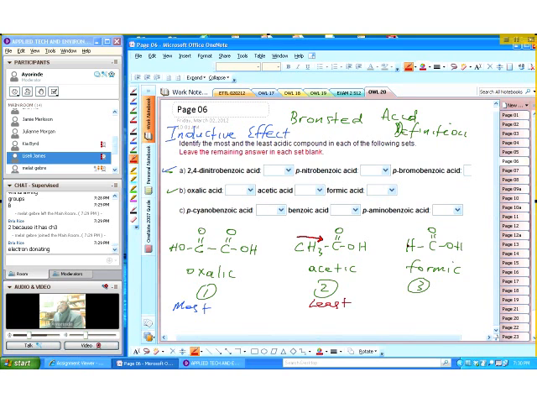In this case, you do not have a methyl group. You simply have a hydrogen attached to this carbon. The hydrogen doesn't push electron to the system as much as the methyl group will do. So therefore, this is the least acidic. Okay, now let us go to this one here.